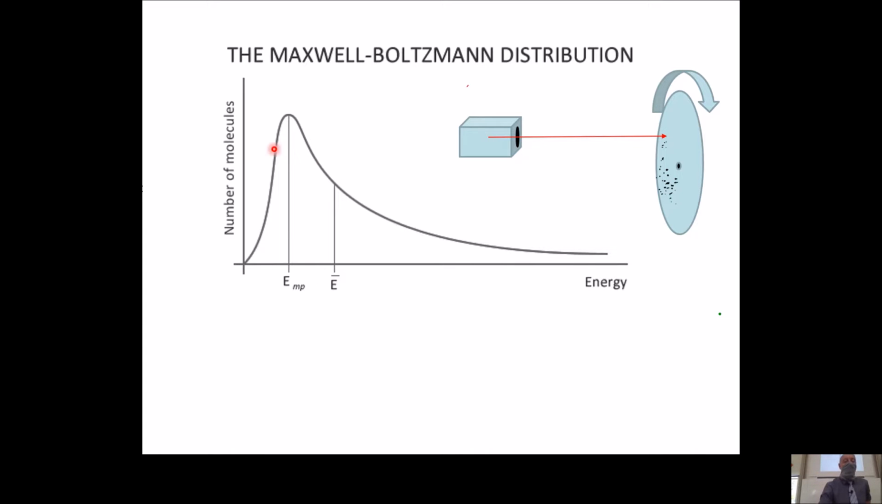So what do you think would happen to that curve if you heated the sample up? It would move to the right. The peak would spread out and move to the right. So that's what we get. That graph is telling you a number of things. It's telling you, firstly, that not all particles have the same energy because there's a spread of energies.